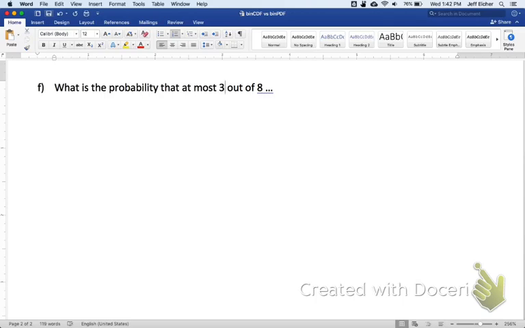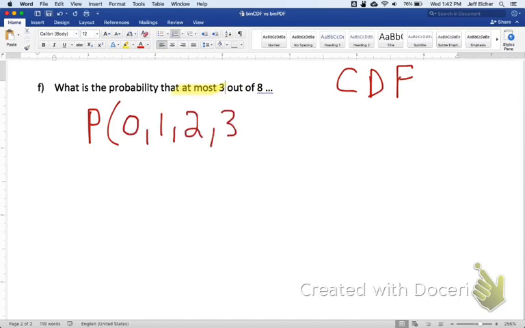So on this one, should we use PDF or CDF? Well, another key word is at most. At most is another word that identifies we don't want just one particular outcome, but we want a range of outcomes, a continuous range of outcomes. So we should be using CDF here. So at most 3. At most 3 out of 8 would be 0, 1, 2, 3. The most is 3. So in this problem, we don't have to use the complement.